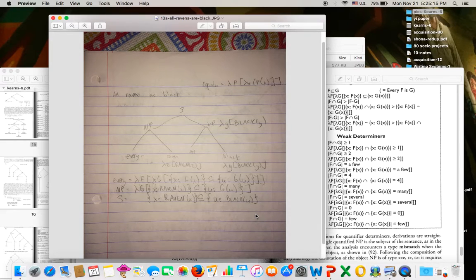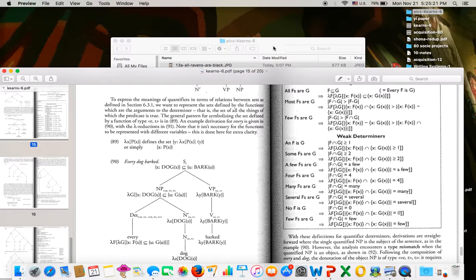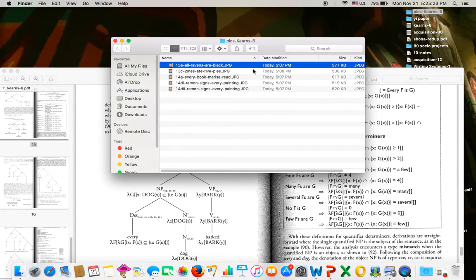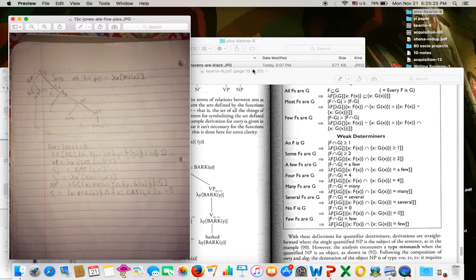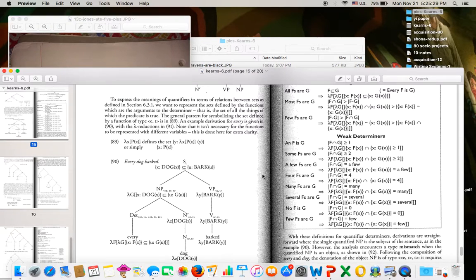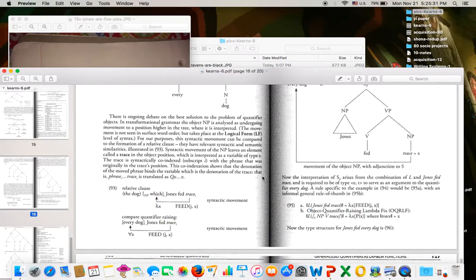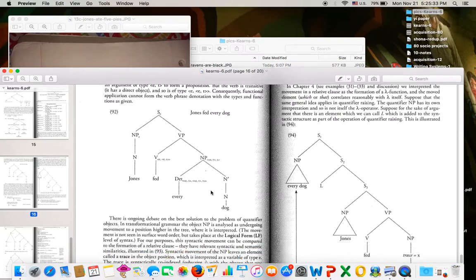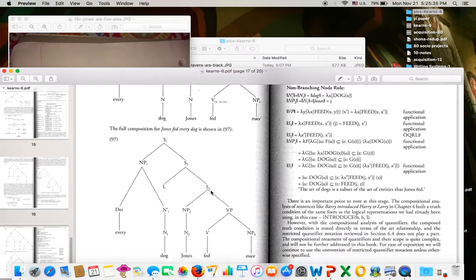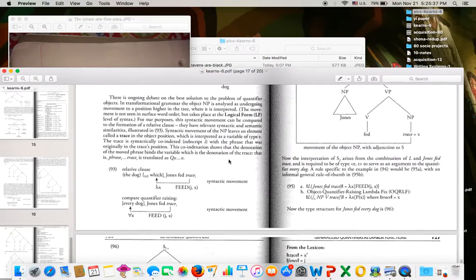I will now move on to 13C, Jones ate 5 pies, which is a little bit more involved. All right. We talked about this on Friday too. Okay, so the thing with this is that you're going to want to look at example 97. Here is where it starts, 92, but it goes through the whole thing.